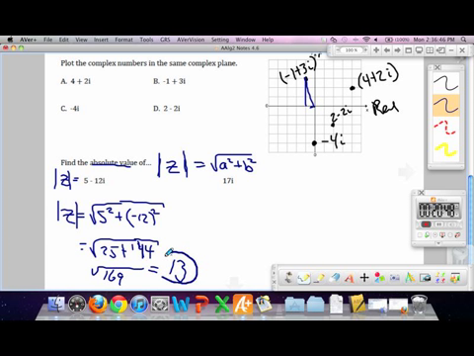That's all it says. The absolute value of any complex number will not have any i's in it. It'll be a whole number. It's a distance from 0. It's a distance from the origin. It won't have any complex numbers in it.